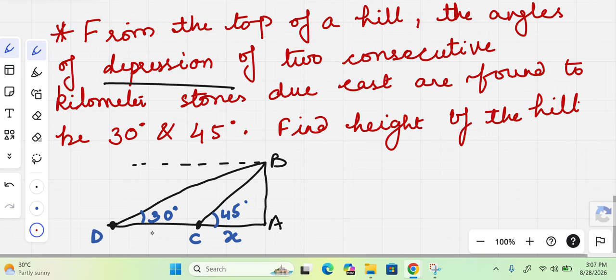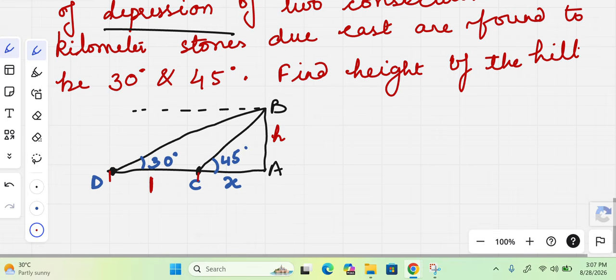1. Because they are kilometer stones, isn't it? And they are consecutive. So if this is 10 kilometer, this should be 10 plus 1, 11, like that. Okay. So the distance between DC is 1. Now that is done. They are asking you to find height. So again you will describe, let AB be the height and C and D are the consecutive meter stones, and you will do this. So can you please try to solve it quickly?